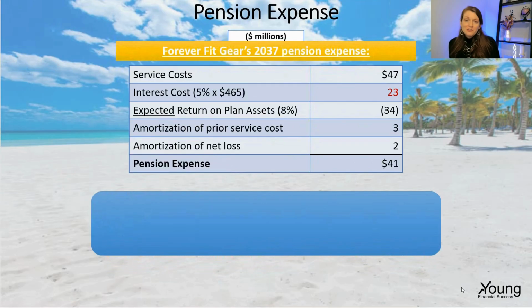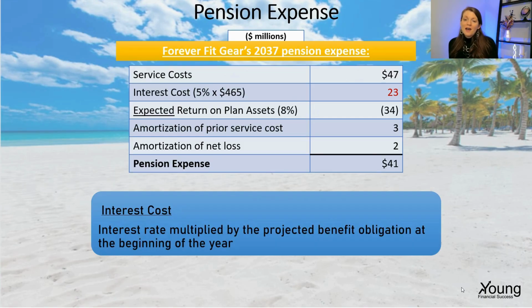Then we get to our interest costs. And I already told you, that's just the 5%, the number they gave us, and it's multiplied by the beginning projected benefit obligation, which was $465 million. So 5% times 465 gave us $23 million. And remember from the last video, our interest cost is not because we're actually having to pay interest on this obligation, but instead it all has to do with the time value of money. We are now 1 year closer to having to pay out our retirees, so that is going to be called interest in this case as we get closer and we have less time.